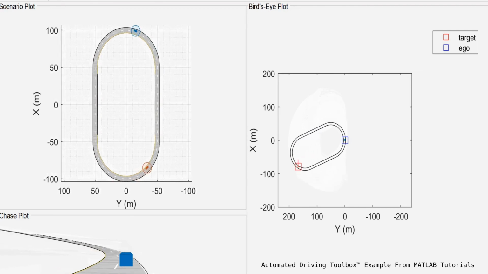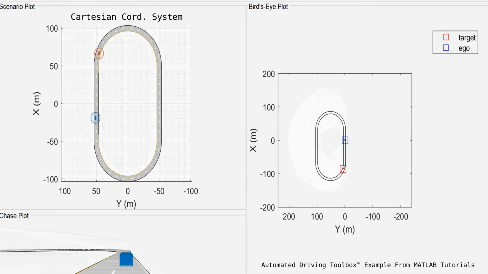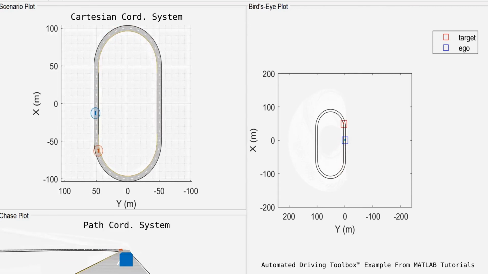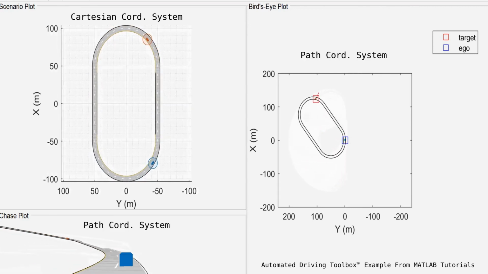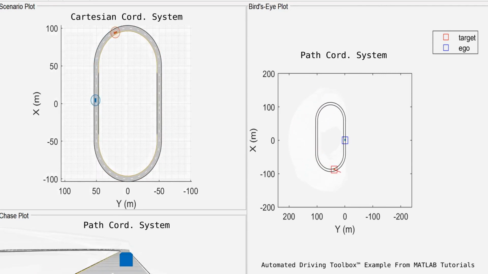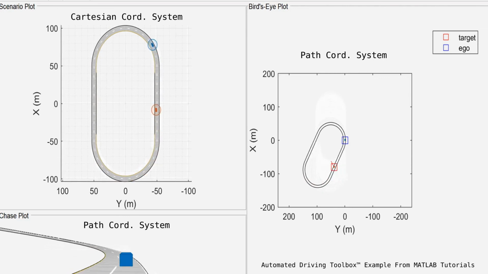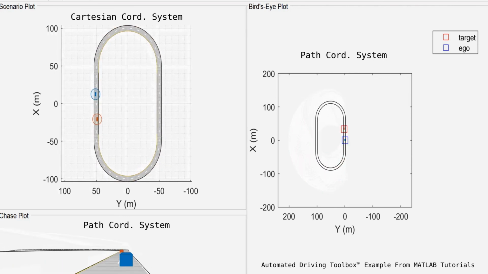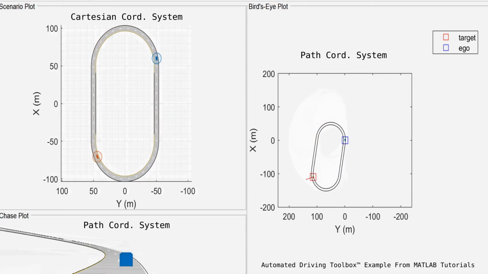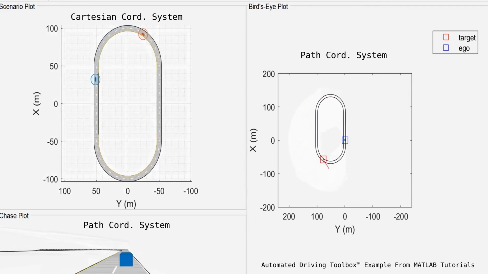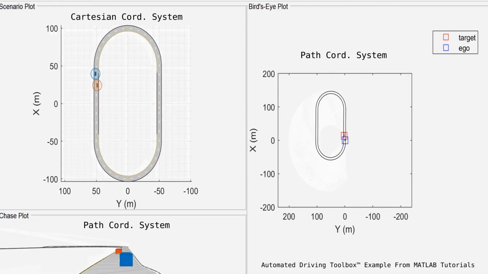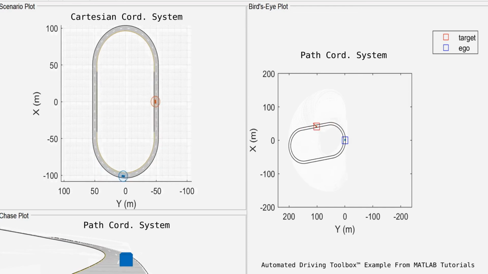The scenario plot is a good representation of the Cartesian coordinate system with the globally fixed x and y directions. The chase plot and the bird's eye plot are both good representations of path coordinate systems, where the blue body is stationary in both plots and moving through the path. The chase plot should be thought about as if you're looking along the ET direction, and the bird's eye plot should be thought about as if ET and EN were kept in the same directions and the path is moving underneath the body.